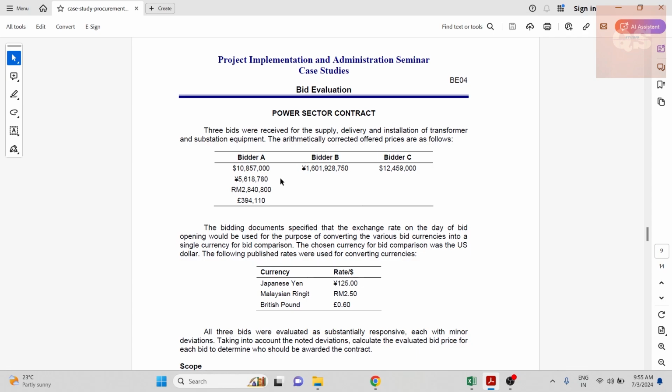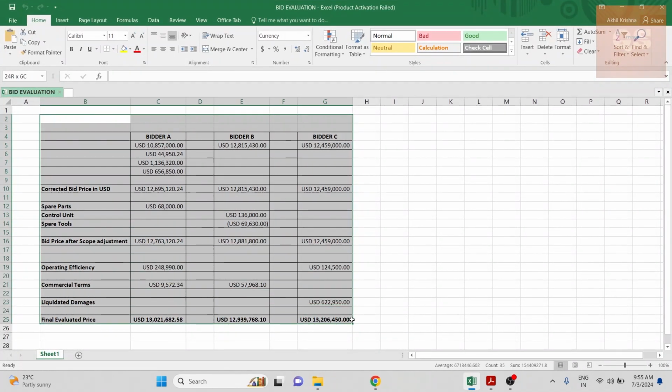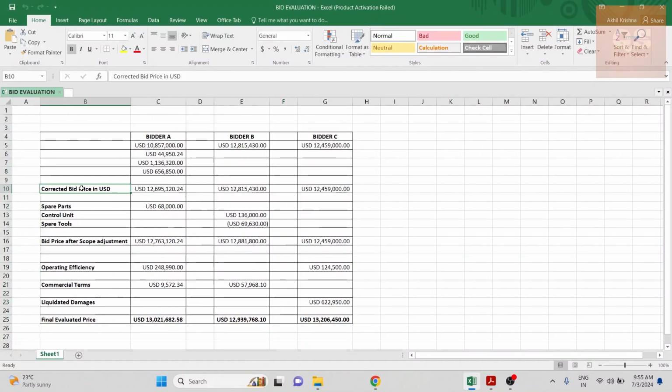Basically, they have divided this entire evaluation into different sections. So I've done a working out here in Excel to show you clearly. The first section is correcting the bid price in USD, because sometimes the bid will be submitted by different bidders in different currencies. So you need to have a common currency, and usually it is US dollars in most countries. Sometimes, if it is a small project, it will be the local currency. For big projects, if there are contractors from different countries participating, then usually the contract will specify that US dollars will be the common currency used. Accordingly, we need to convert the other currencies to US dollars.